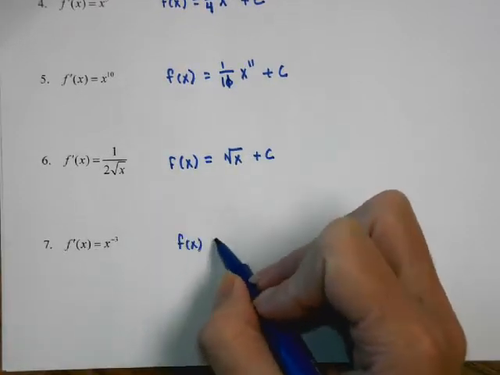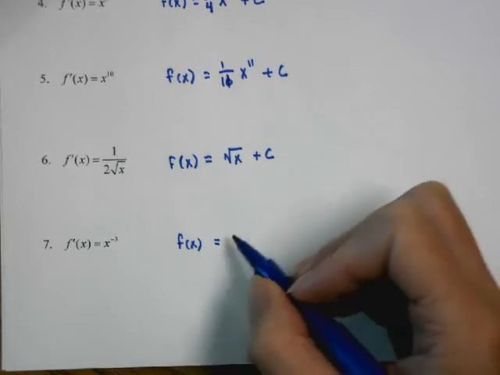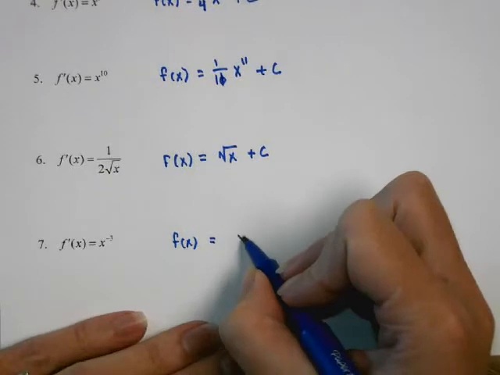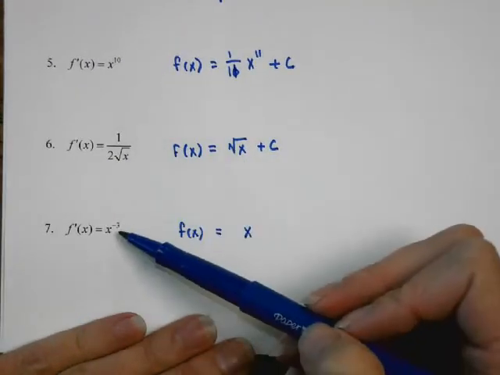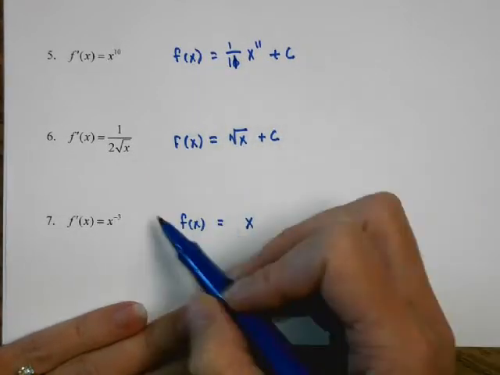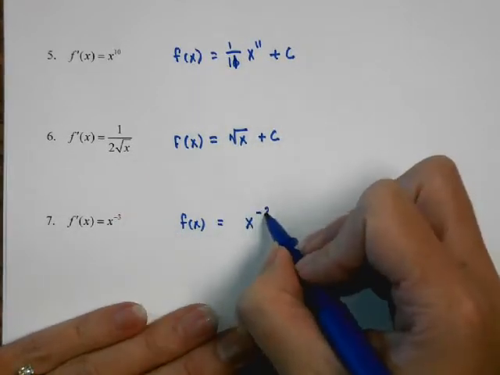Here, f of x equals, I'm going to leave a space again because I know I'm going to have some constant, but it might not be totally obvious. When we do the derivative, we subtract from the exponent. When we do the antiderivative, we're going to add. So I'm going to add 1.